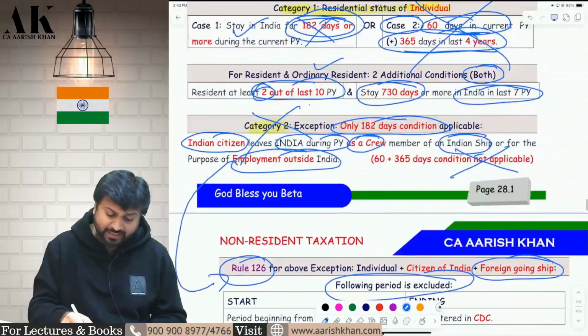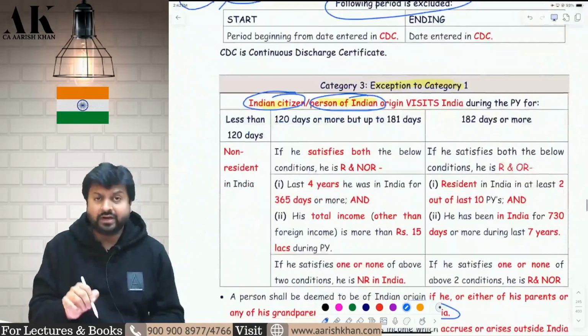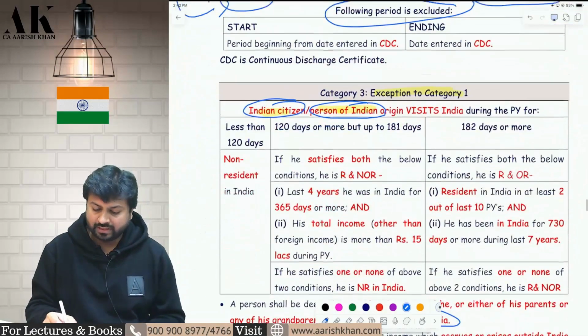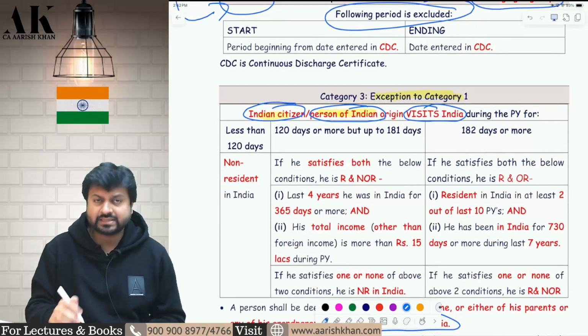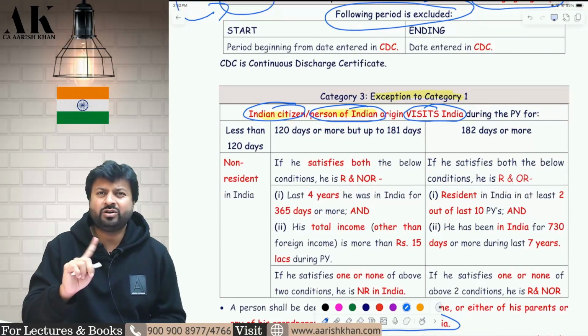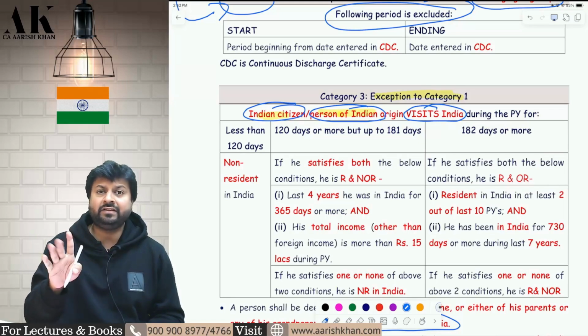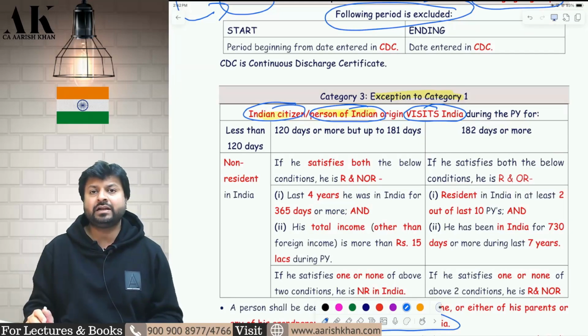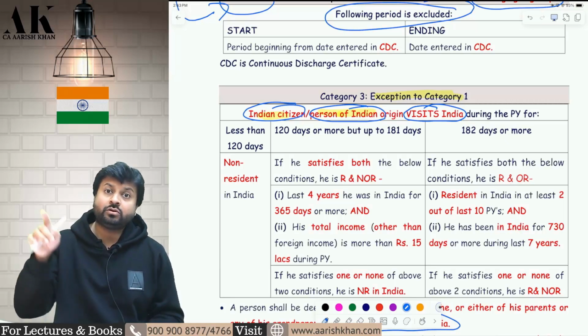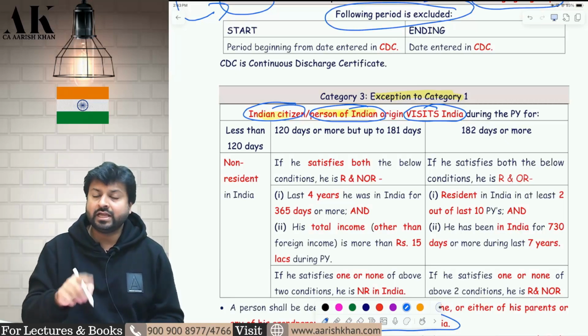In the previous category, person of Indian origin was not covered. In category 3, person of Indian origin is coming. It is visiting India during the previous year. Visiting means what? Are you coming permanently? No, no, no. Temporarily visit. That can be business visit, personal visit, tourism visit, any visit, but it has to be a visit. You are not permanently shifting to India. If you are permanently shifting into India, then go to category number 1. Then you cannot come over here.